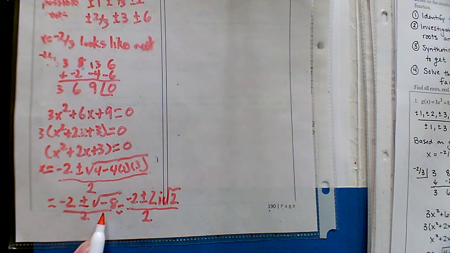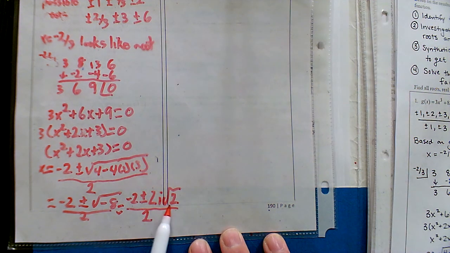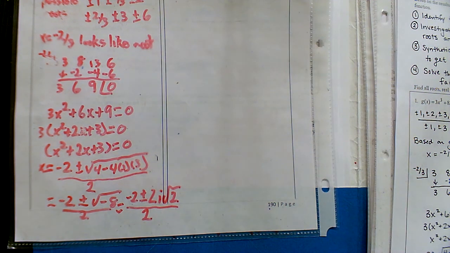Now the square root of negative 8 can be written as the square root of 8 times the square root of negative 1, and then you can split up the square root of 8 into the square root of 2 times the square root of 4. That's why you can get the 2i out in front times the square root of 2.